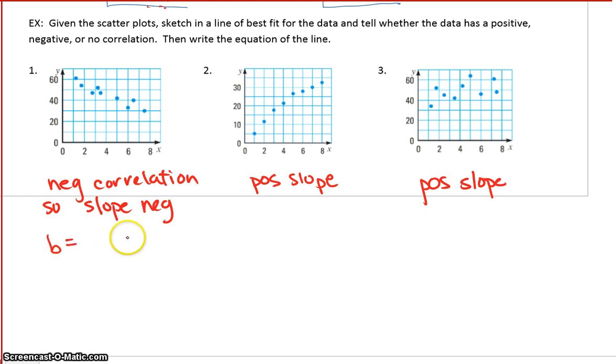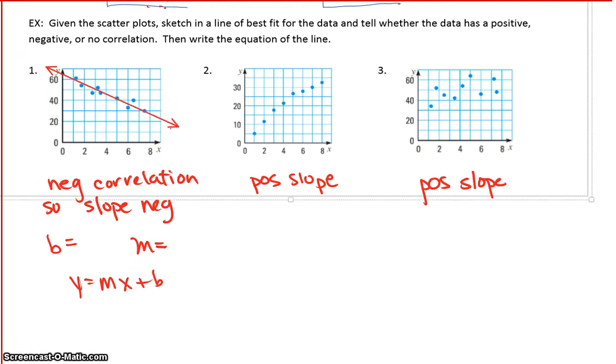Okay, so what you're going to need to do is find your y-intercept, and then find your slope. And then you write the equation of the line, y equals mx plus b. We could all have some little bit different answers here, but go ahead and try to sketch a line of best fit for number 1.